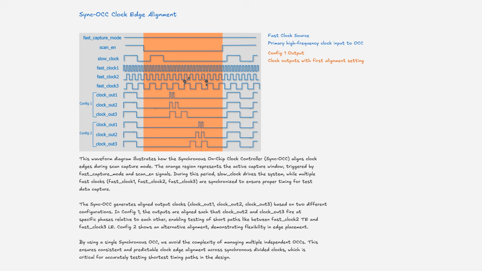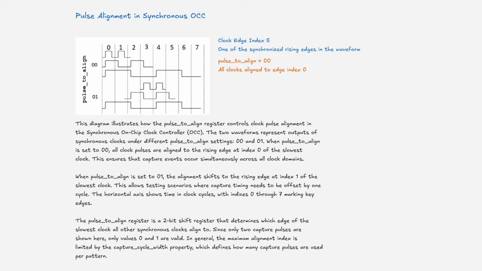paths in the design. This diagram illustrates how the pulse-to-align register controls clock pulse alignment in the synchronous on-chip clock controller. The two waveforms represent outputs of synchronous clocks under different pulse-to-align settings 00 and 01. When pulse-to-align is set to 00, all clock pulses are aligned to the rising edge at index 0 of the slowest clock. This ensures that capture events occur simultaneously across all clock domains. When pulse-to-align is set to 01, the alignment shifts to the rising edge at index 1 of the slowest clock. This allows testing scenarios where capture timing needs to be offset by one cycle.